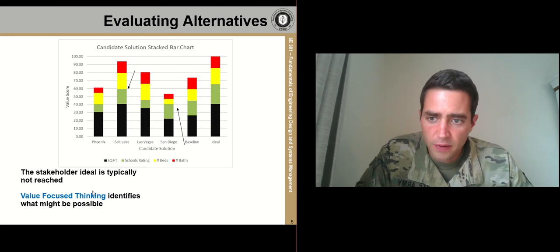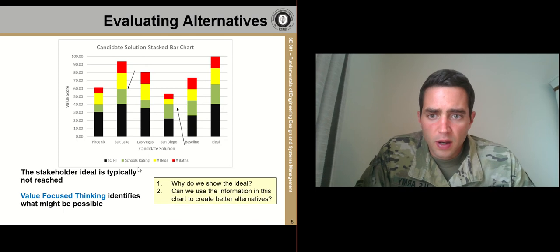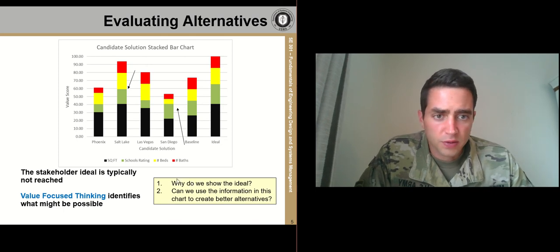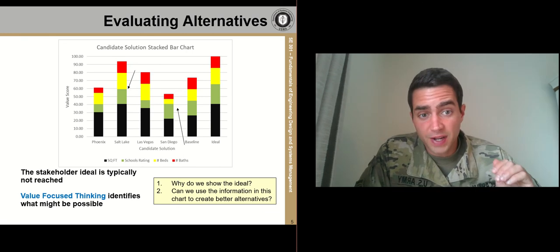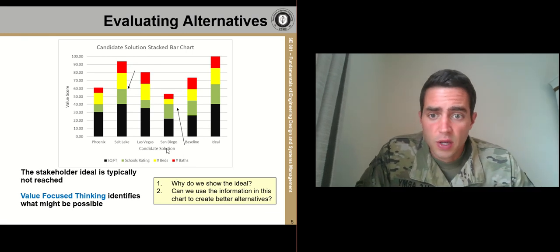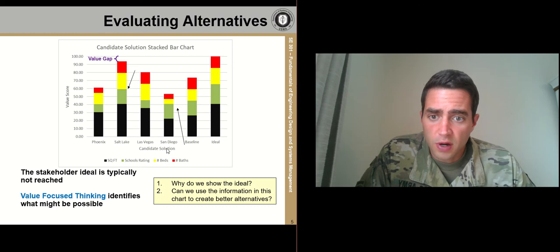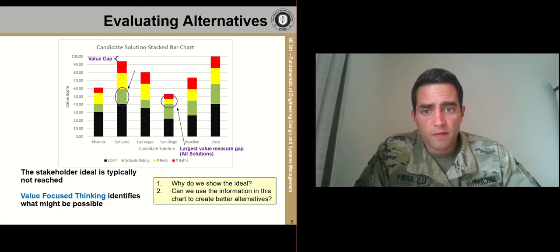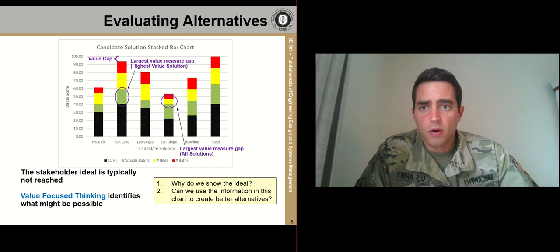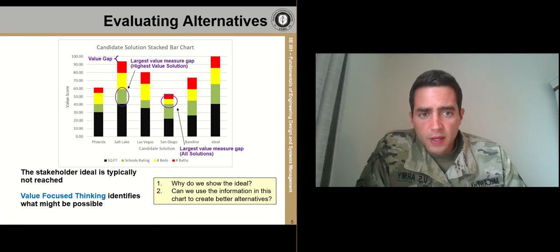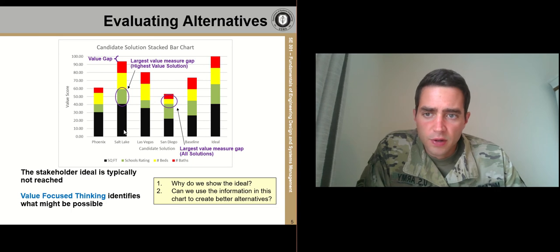And again, value-focused thinking identifies what might be possible. So I kind of answered these questions, why we show the ideal: just to show what the optimal solution is for the stakeholder, and also to try to get to that optimal solution. So we're going to use this chart here to create better alternatives. The way that we're going to do that is by focusing in on value gaps. I'm just going to build this slide out all the way. So let's take Salt Lake, which is our highest alternative right now.